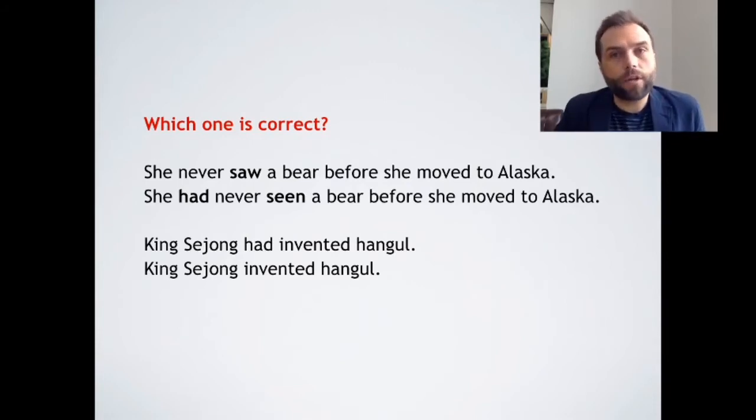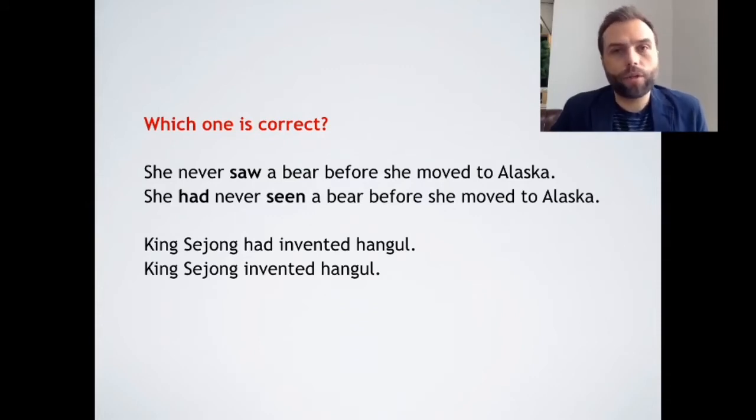Okay, so have a look at these examples. The first one, she never saw a bear before she moved to Alaska. She had never seen a bear before she moved to Alaska. Okay, so which of these two sentences is correct? Well, the first sentence has simple past. But there are two actions, aren't there, in these examples? Saw a bear or never saw a bear, and moved to Alaska. So here, the second one is correct. We should use past perfect if there are two actions.